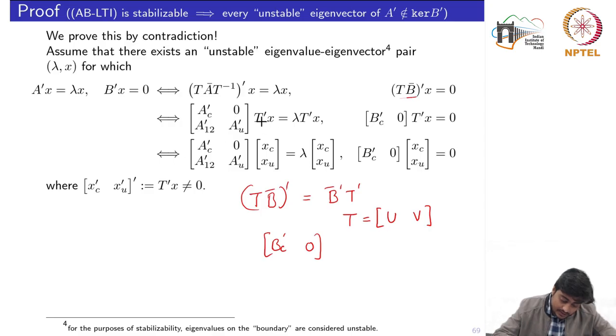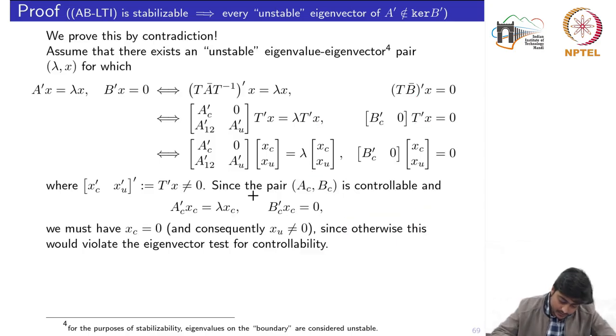And T transpose x is nothing but your x bar, which is given here. X bar is the decomposed form of xc and xu. Similarly, T transpose x would become x bar. The rest of the matrices would remain the same. Similarly, it would happen here, where we know that this x bar is equal to T transpose x and is not equal to 0. Clear up to this point?